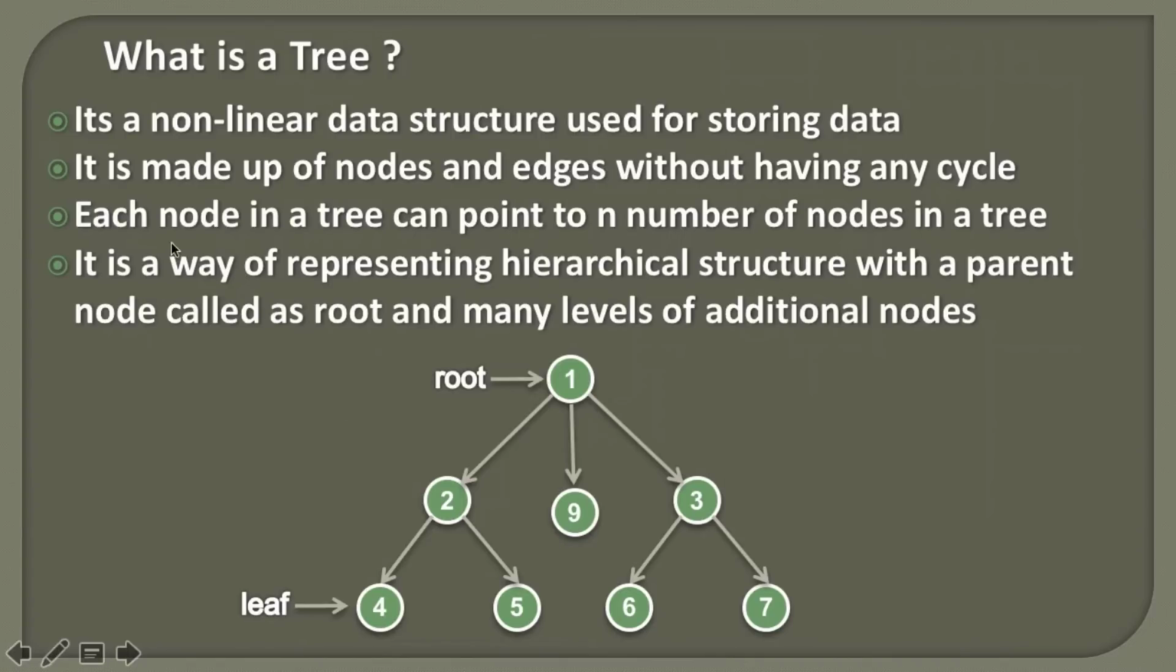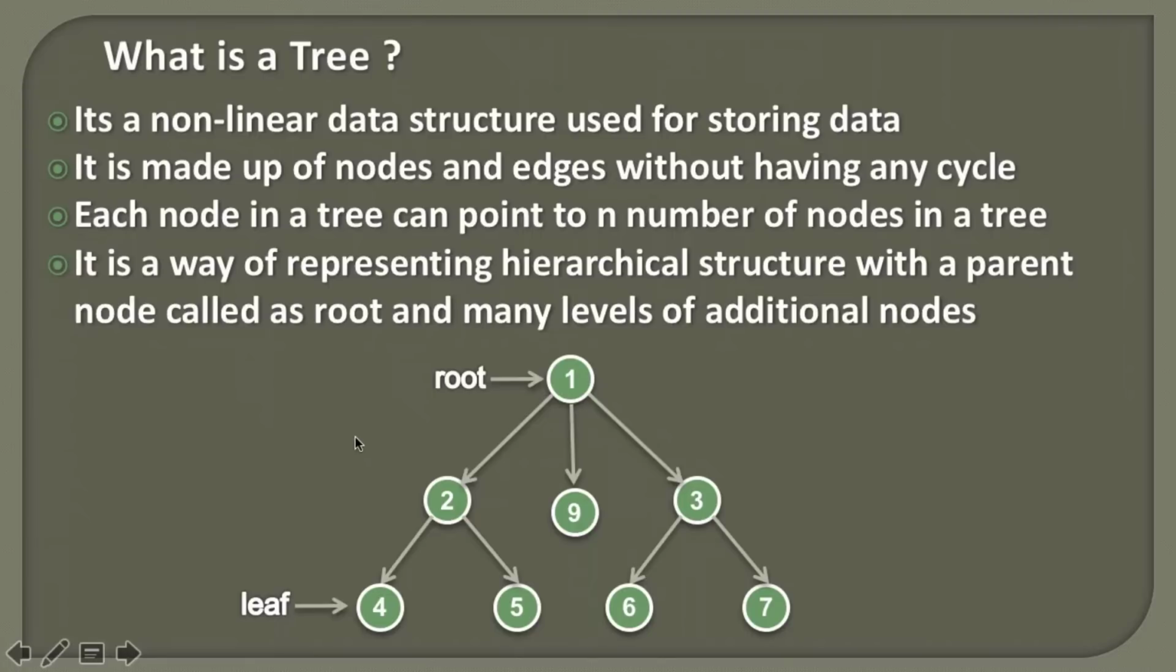And also you can see that each node in a tree can point to n number of nodes. Here you can see the node having data as 1 is pointing to the 3 nodes with data as 2, 9 and 3. So there can be n number of nodes in a tree which can be referred by any node.